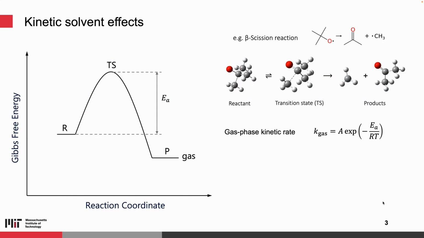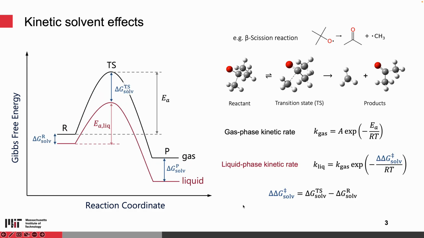To give a brief background on kinetic solvent effects, the diagram shows the potential energy surface of a reaction that happens in gas phase. The reaction has a certain activation barrier height, and when the same reaction happens in liquid phase, the solvent can stabilize the transition state and reactant by different magnitudes, making the activation barrier change. This change in activation barrier in liquid can be represented using ΔΔG solv, which is defined by the solvation free energy difference between transition state and reactant.